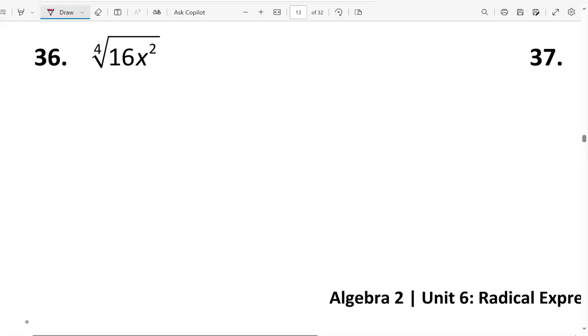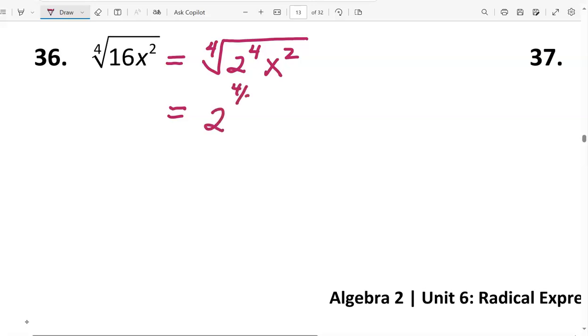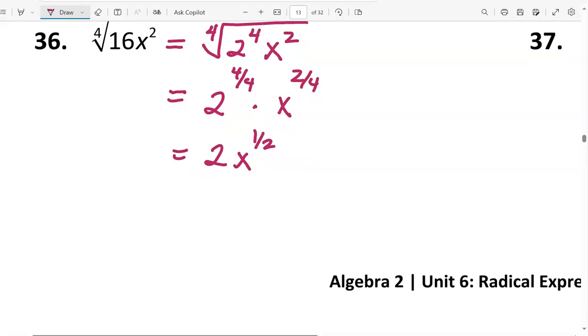For 36, we have the 4th root of 16x squared. So that would be the 4th root of, and let's just factor here, 16 can be 2 raised to the 4th power, and x is x to the 2nd power. And so when we rewrite using rational exponents, that's 2 to the 4/4 times x to the 2/4. And of course, 2 to the 4/4 is 2 to the 1, which is just 2. And then an x to the 2/4 we can reduce that exponent to 1/2. And then x to the 1/2 is just the square root of x.